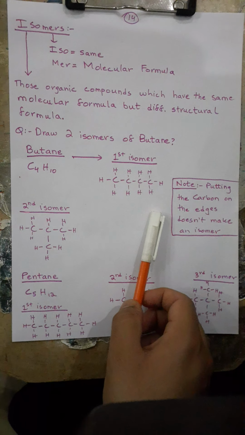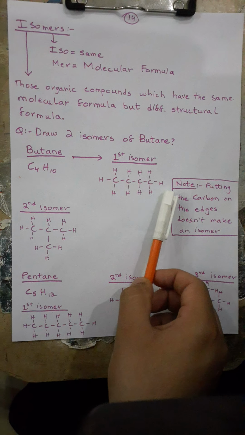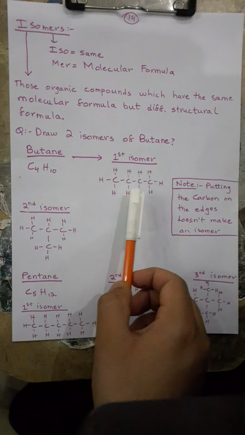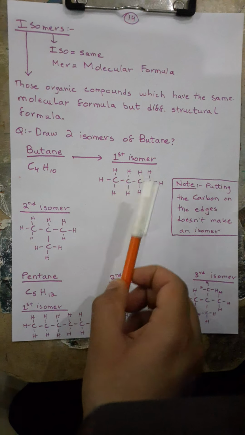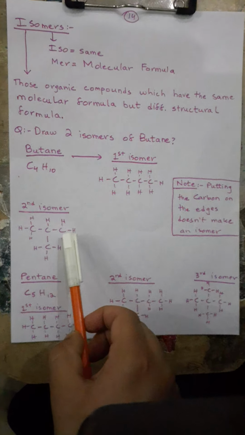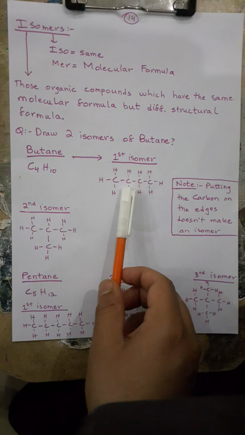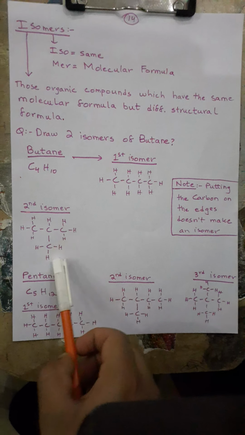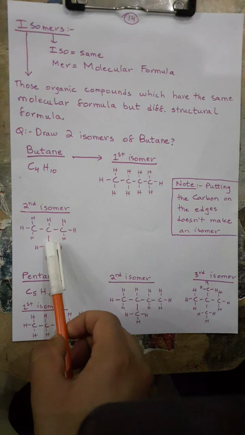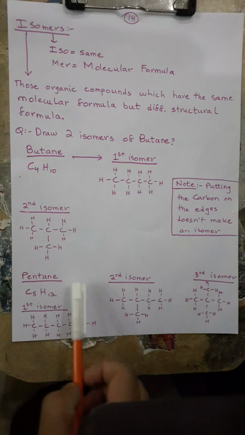So how would an isomer be made? If we take the first or the last carbon and put it on a carbon which is not the last carbon, which is not at the edge. So here, if we took this carbon and put it on the second carbon, which is not at the edge, it made a second isomer.